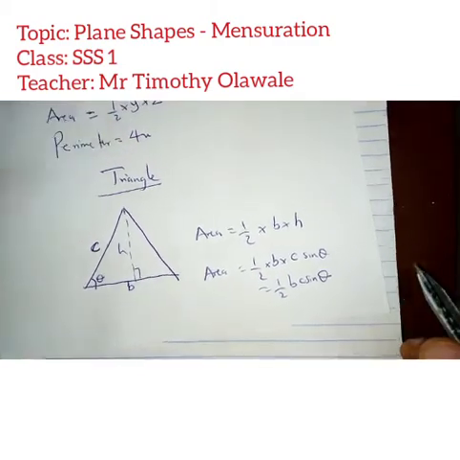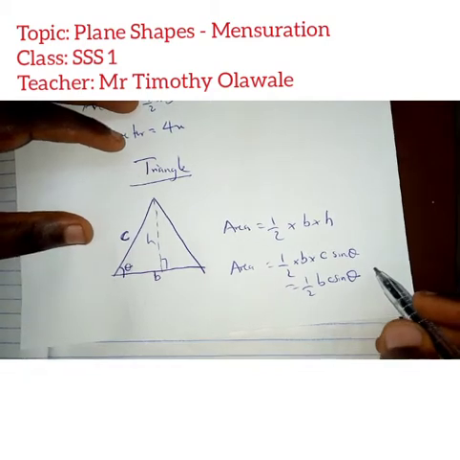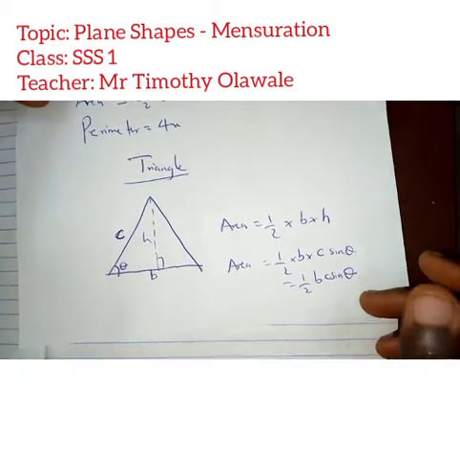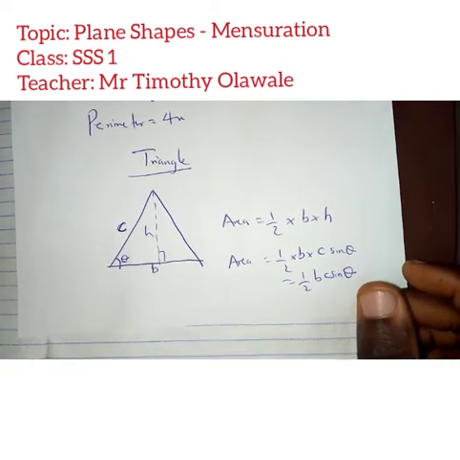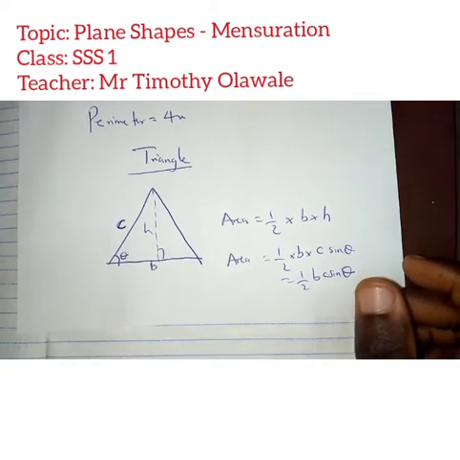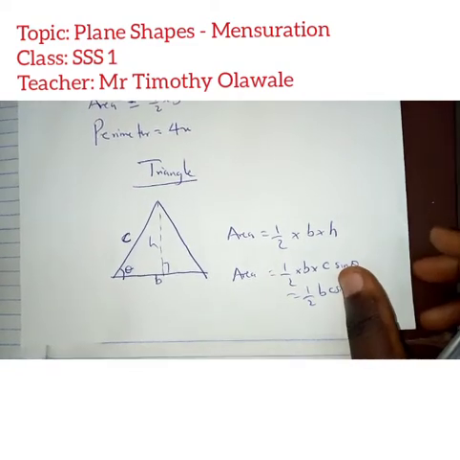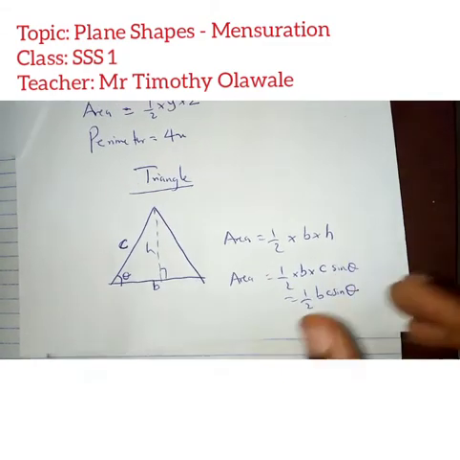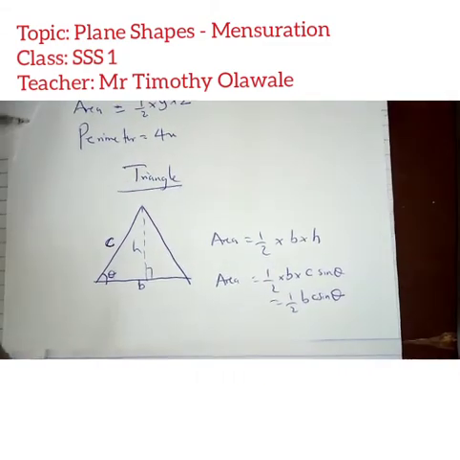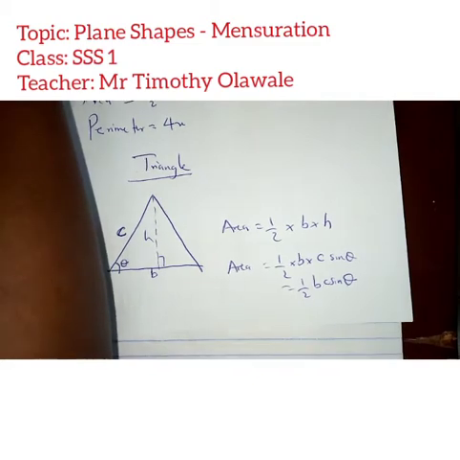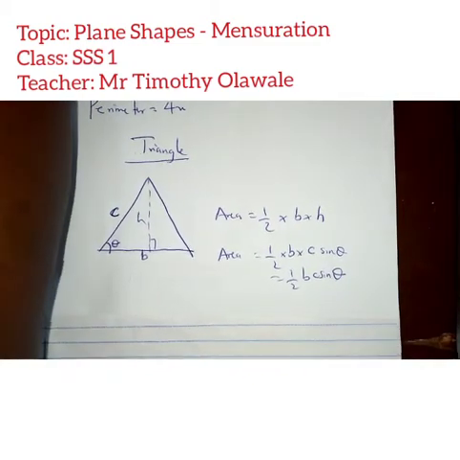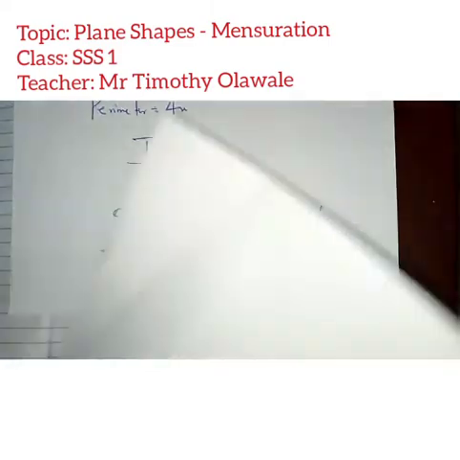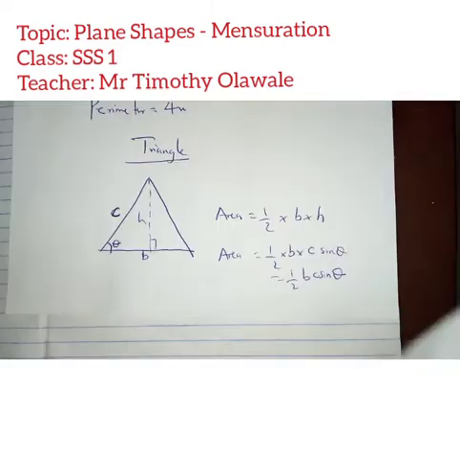In a case where you are given the base and the height, you use that formula. In a case where you are given one of the sides, the base and an angle, you know what to do. Now let me give you another formula in case you are not given the base or the height, but you are just given the three sides of the triangle. We call it the Heron's formula.